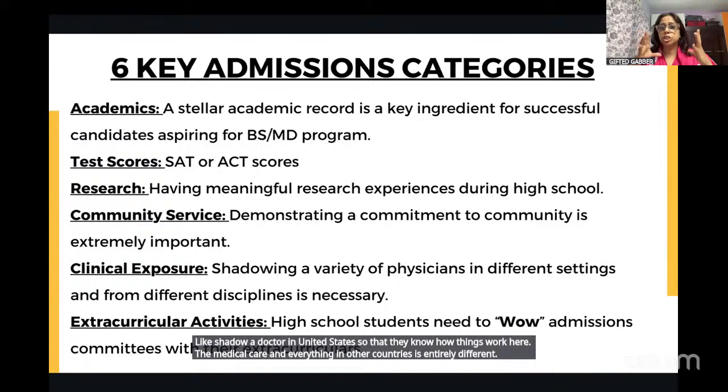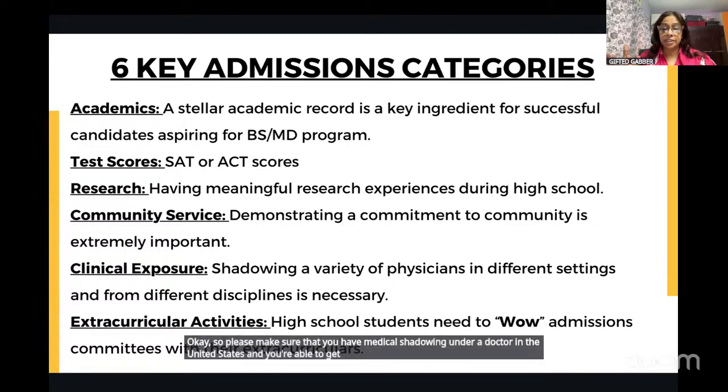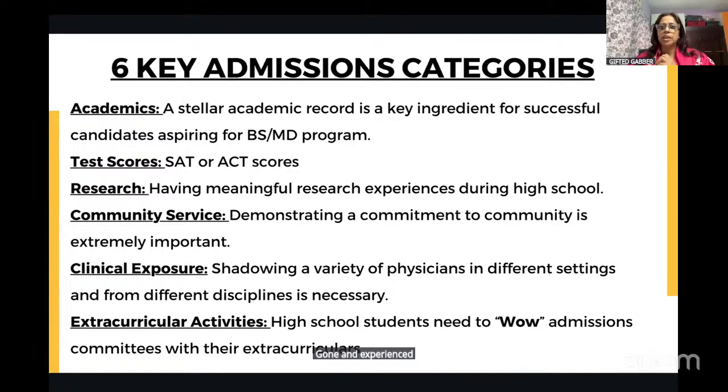So please make sure that you have medical shadowing under a doctor in the United States, and that you're able to get the number of hours on their letterhead to substantiate what you've done. This is a very, very important factor in the BSMD program, because they want students to have gone and experienced being in a facility where they offer medical care, right?